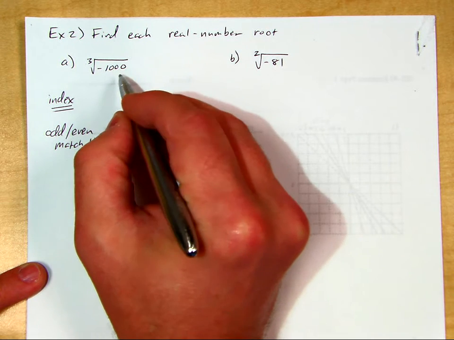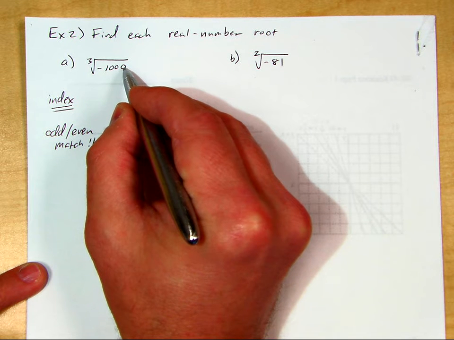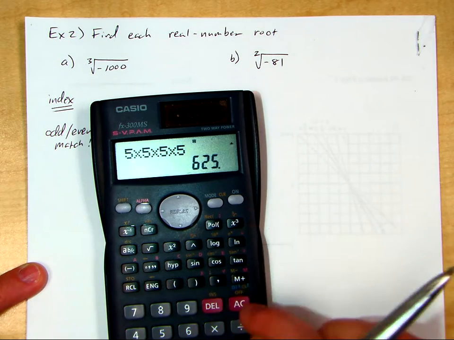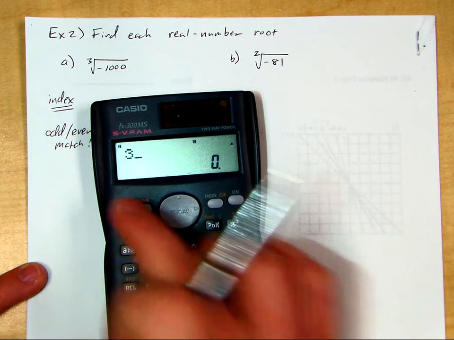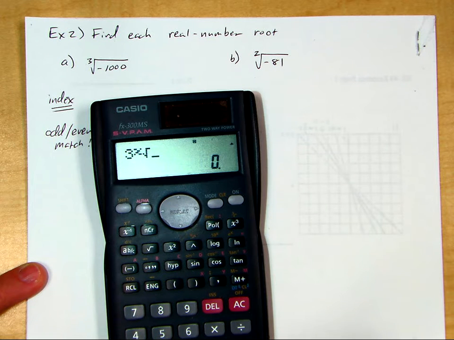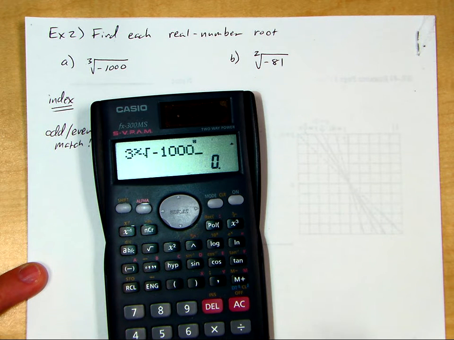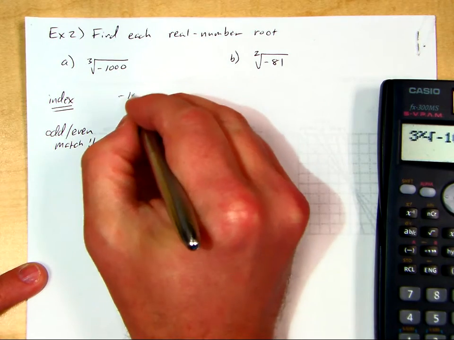Mentally, I know that the end is a 0, so this has to be something ending in 0, like 10, 20, or 30. I think it's going to be 10. Let's confirm this in the calculator. Let's see, the third root, so hit 3, shift, my root button, and then hit in negative 1,000, and there it is, negative 10. So this answer is negative 10.